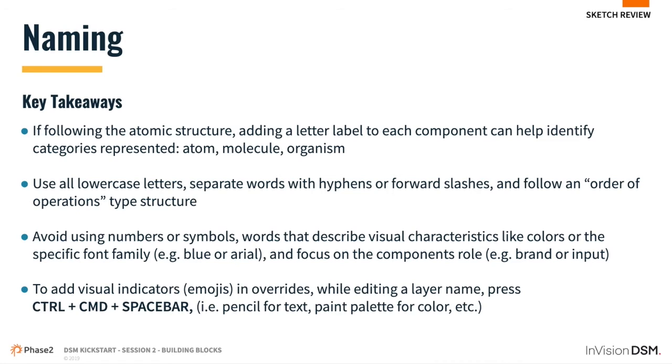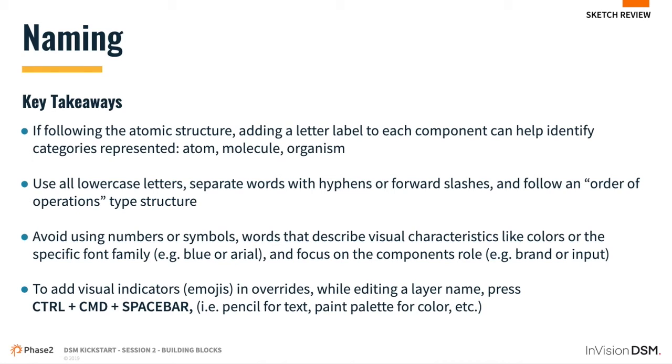Now, here are some general recommendations for naming things, both in Sketch and DSM. If following the atomic structure, adding a letter label to each component can really help quickly identify categories represented. So for example, A for atom, M for molecule, and O for organism. Use all lowercase letters, separate words with hyphens or forward slashes, and follow an order of operations type of structure for your naming.